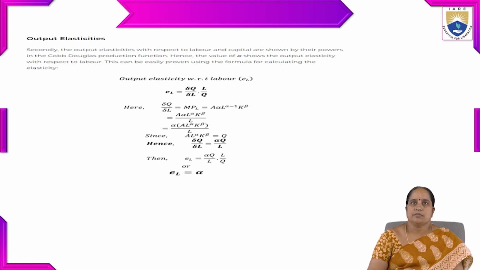Then the second characteristic is output elasticities. The output elasticities with respect to labor and capital are shown by their powers in the Cobb-Douglas production function. Hence, the value of alpha shows the output elasticity with respect to labor. And this can be easily proven using the formula for calculating elasticity. So, EL is equal to alpha.